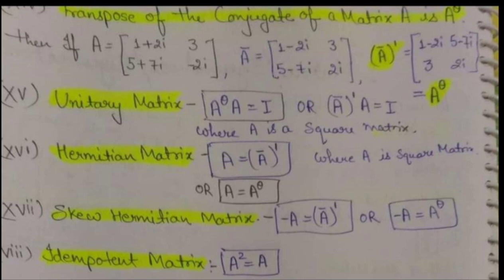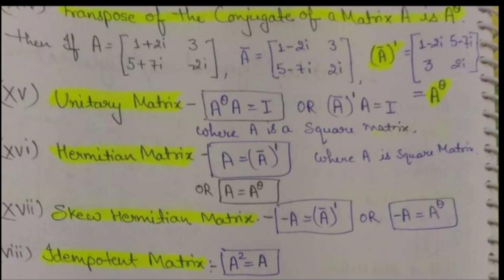Conjugate means if iota is present there, you need to replace it with minus iota. If minus iota is present there, you need to replace it with iota. Transpose means you need to convert rows into columns and write columns as rows. So the first row you write as the first column, the second row you write as the second column. This is how you find the transpose of the conjugate of a matrix. Clear? Both the things you need to do to find it.